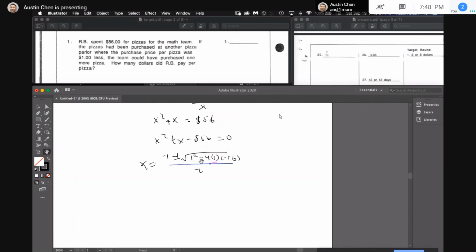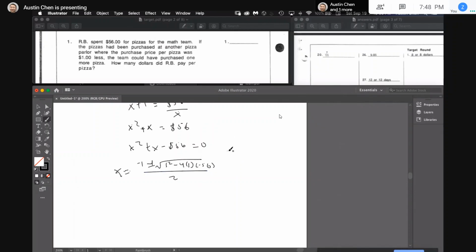And then the stuff is going to be 1 plus 4 times 56. So that's going to be 224. And that gives us 225. So this is the square root of 225, or 15. All right, now x, so it's -1 plus or minus 15 over 2.